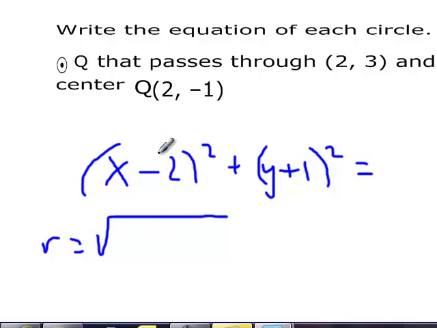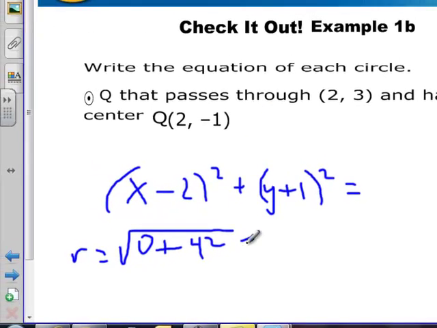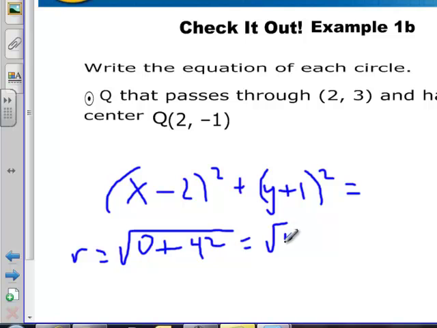2 minus 2 is 0. That's good. Plus the difference of the y's, that's 4 squared. This would give me 16, so I'm taking the square root of 16, which is 4. Now don't forget, this is an r squared value, so I squared this 4 to get 16. Really, once you get this number in here, you don't have to take the square root of it, because that's the number that we're going to have right here.